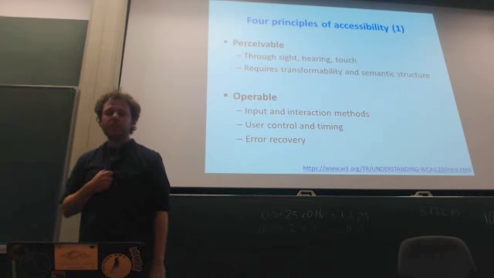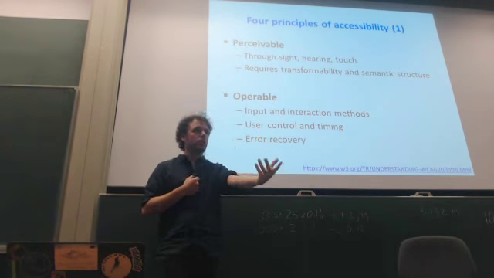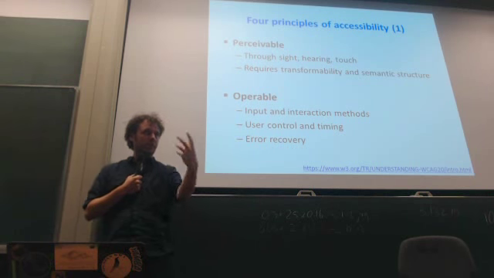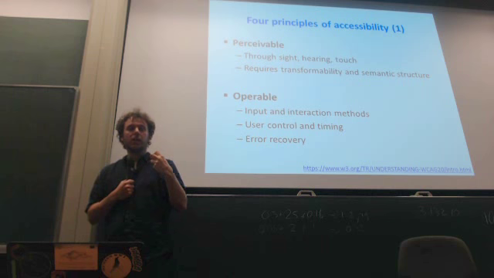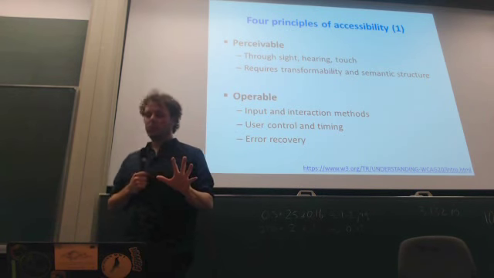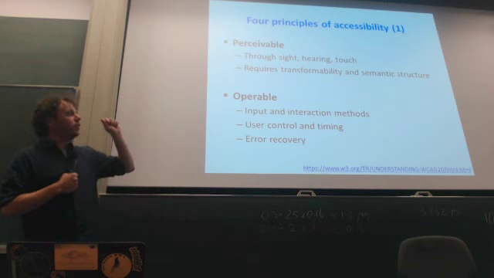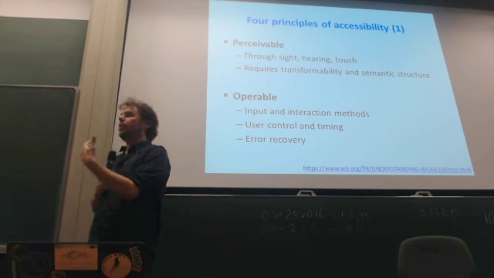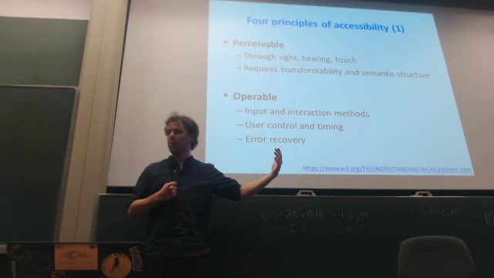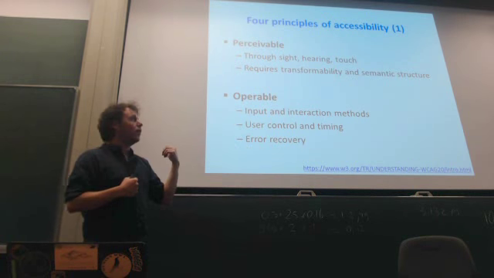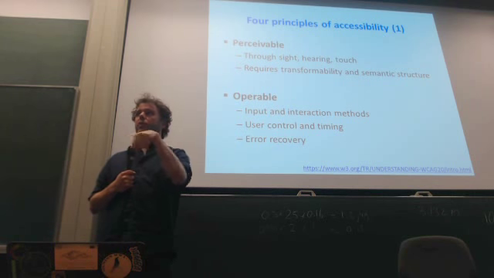Right, so perceivable means that your audience, your users, need to be able to get information from the device and perceive it, right? Through one or more senses. Right, so this requires thinking about what the content is and writing it down in a semantic format, and then allowing for multiple ways of perceiving the same content.